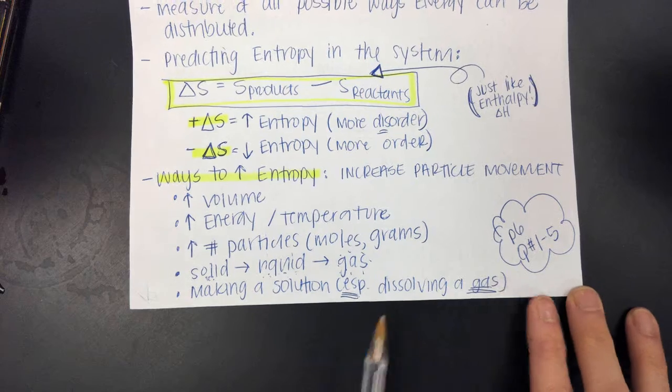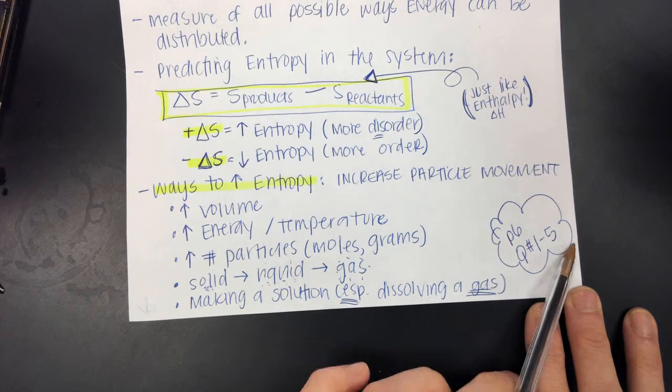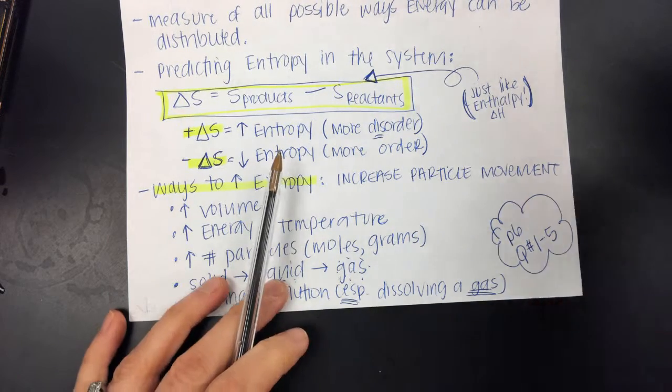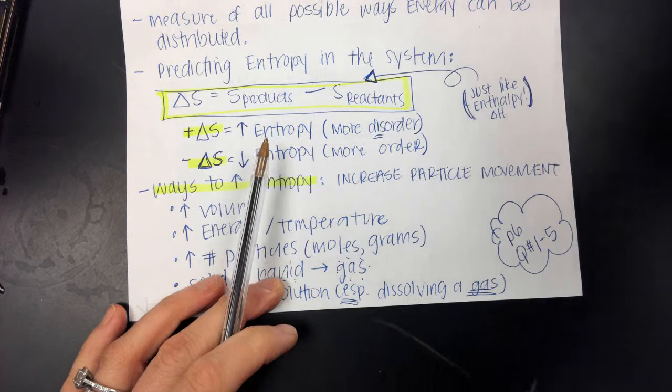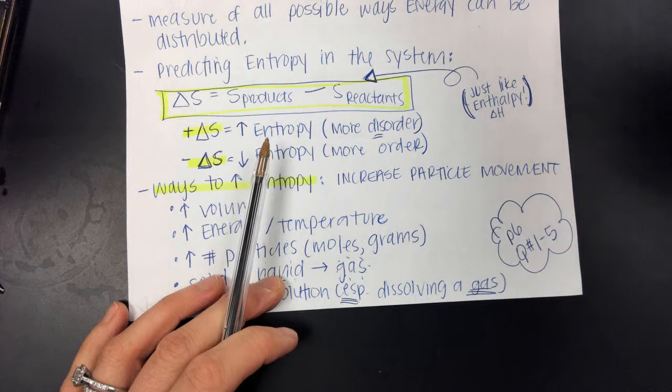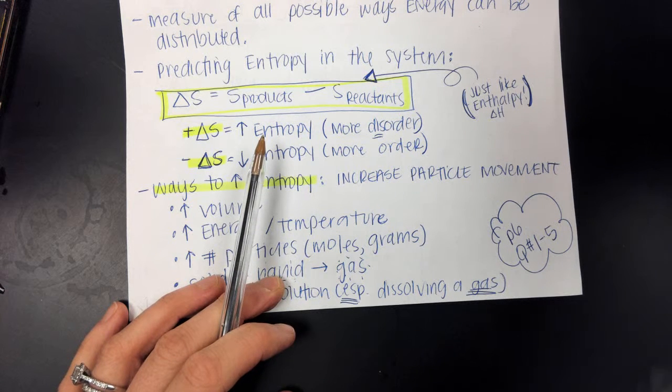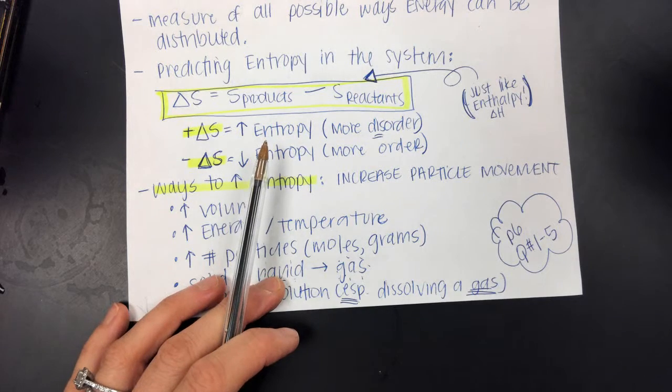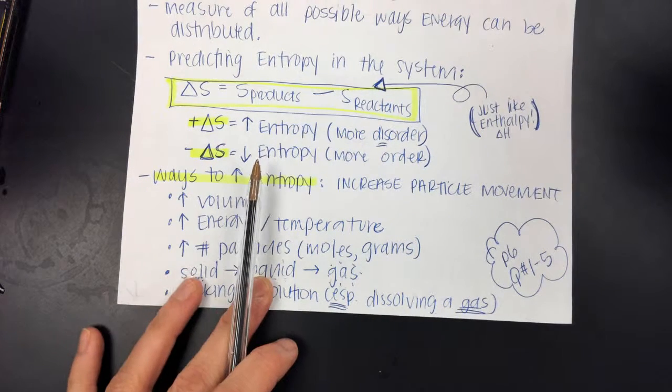At this point is a good place to stop and work page 6, numbers 1 through 5, and then come back to the video that I'm going to post next and learn about reaction favorability.